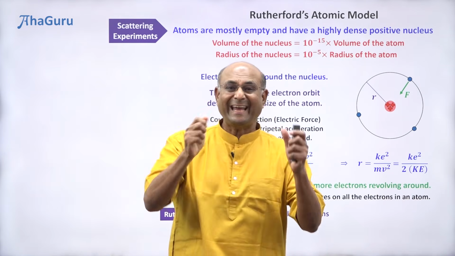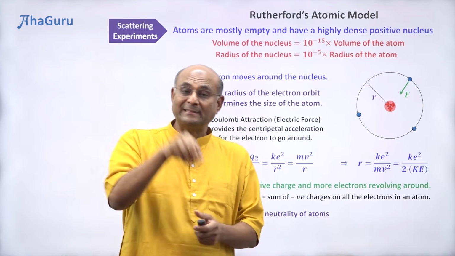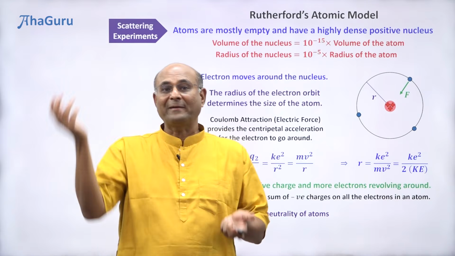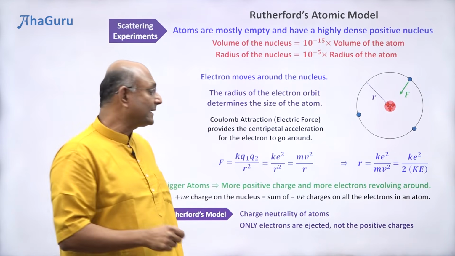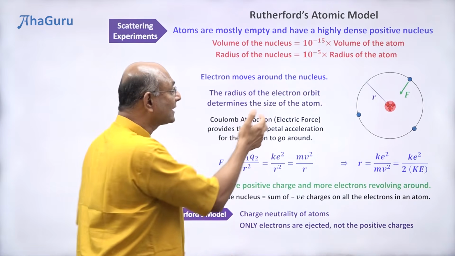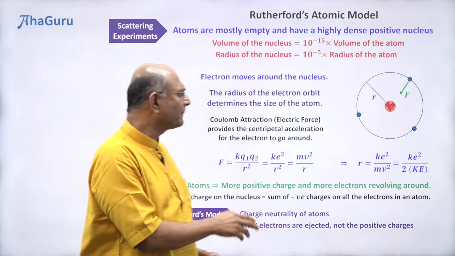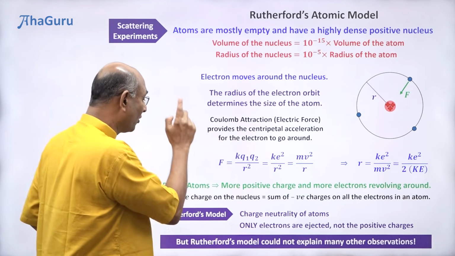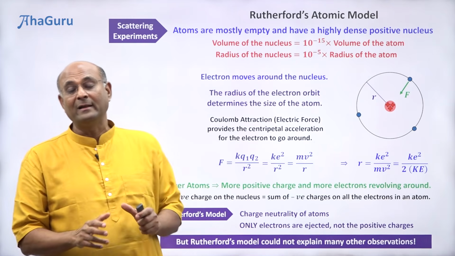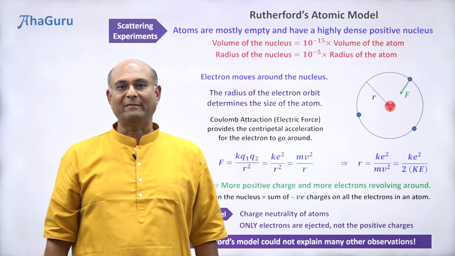If you try to shake the atom, basically you bombard the atom, you give it energy, what will happen? Will it affect the center or will it affect the boundary? Obviously, it is going to affect the boundary. That is why only electrons are ejected, not the positive charges. That comes out beautifully from this model, right? So Rutherford's model was very brilliant. It allowed you to do a lot of predictions. But there were lots of other experimental facts which this model could not explain. Let us look at what they were.